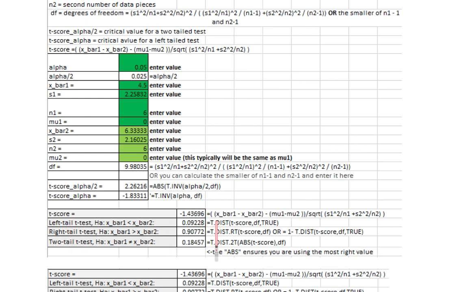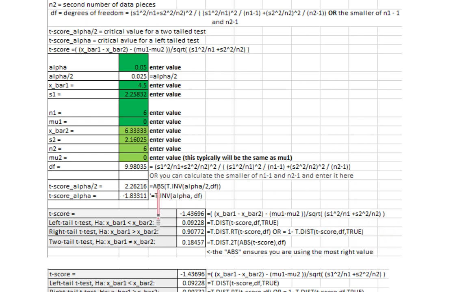My t-score then gets calculated, my x bar 1 minus my x bar 2. So those are these numbers up here. This 4.5, I'm grabbing this cell that has 4.5, and I'm grabbing this cell that has a 6.33. Minus, and then of course, mu1 minus mu2 should be 0 most of the time. Not always, but most of the time. Parenthesis here, and I have a parenthesis that closes the numerator, and then I do the square root of the standard deviation of the first one squared divided by its sample size plus the standard deviation of the second one squared divided by its sample size, closing these parentheses off.